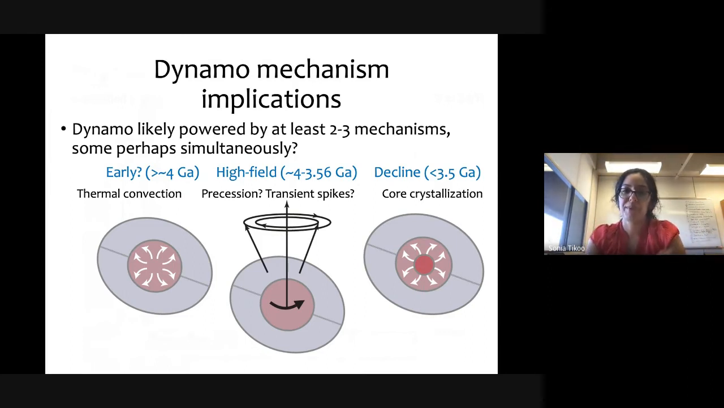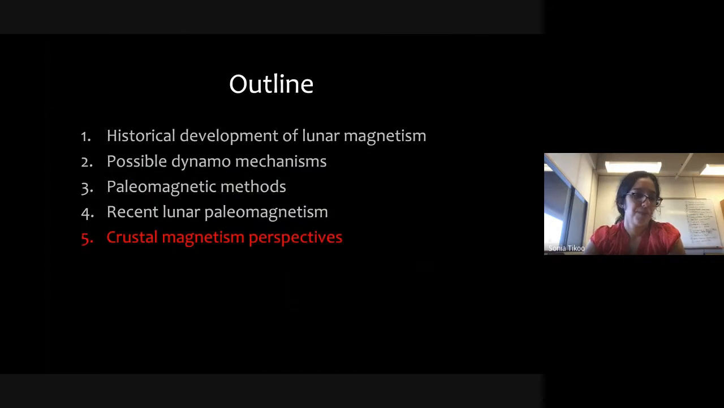But this is what we've got right now. So what I'm going to do here in the last 15 minutes or so is transition and start to talk a bit about what we have learned about lunar magnetism from spacecraft observations and orbiters that are really looking at the crustal magnetism in the moon.